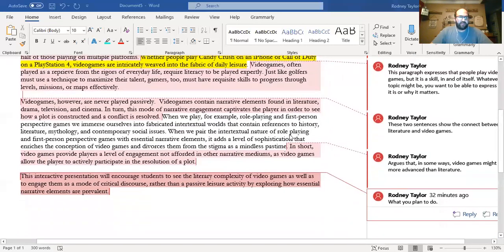So in the next paragraph, I get more specific to my topic at hand. I say that video games contain narrative elements found in literature, drama, television, and cinema.